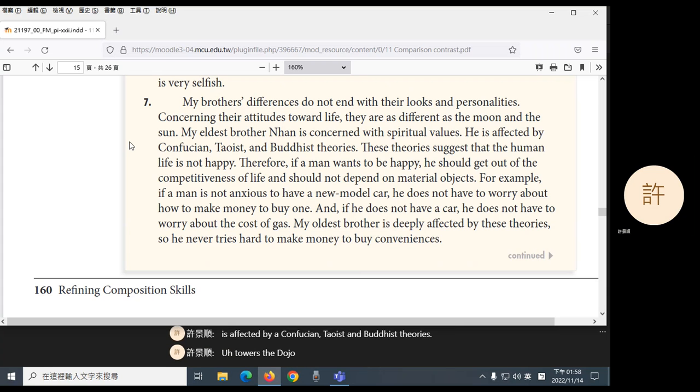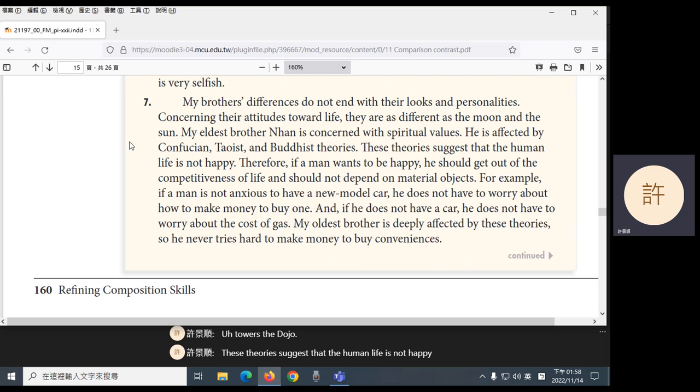Taoist是道家. These theories suggest that human life is not happy. Therefore, if a man wants to be happy, he should get out of the competitiveness of life and should not depend on material objects. For example, if a man is not anxious to have a new model car, he does not have to worry about how to make money to buy one. And if he does not have a car, he does not have to worry about the cost of gas.